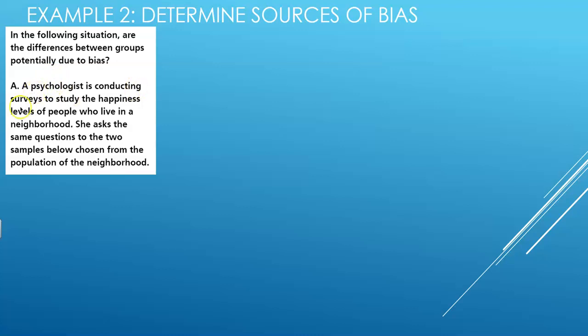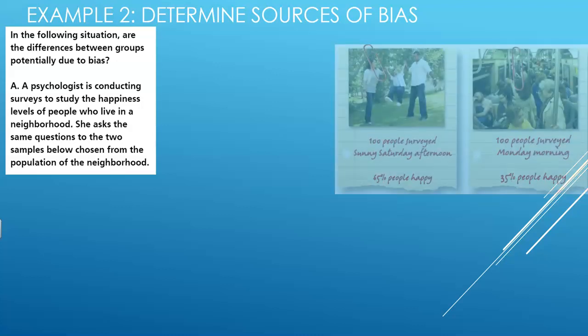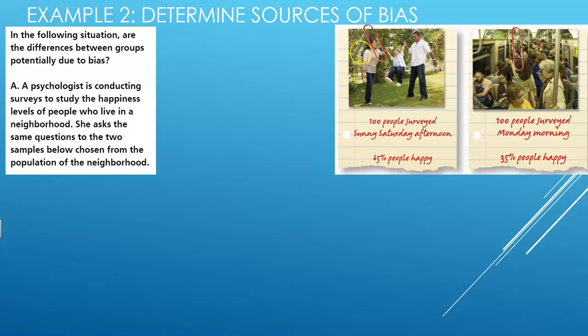A psychologist is conducting surveys to study the happiness levels of people who live in a neighborhood. She asks the same questions to 2 samples below, well, it's to the right here, chosen from the population of the neighborhood. So she did some random samples, but look at the first one. The first one, she sampled 100 people. She surveyed 100 people, and it was a sunny Saturday afternoon. 65% of the people said they were happy.